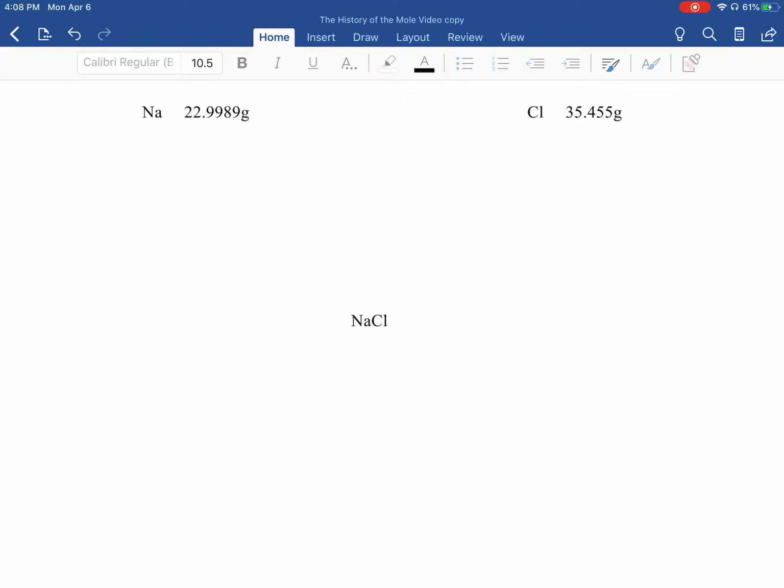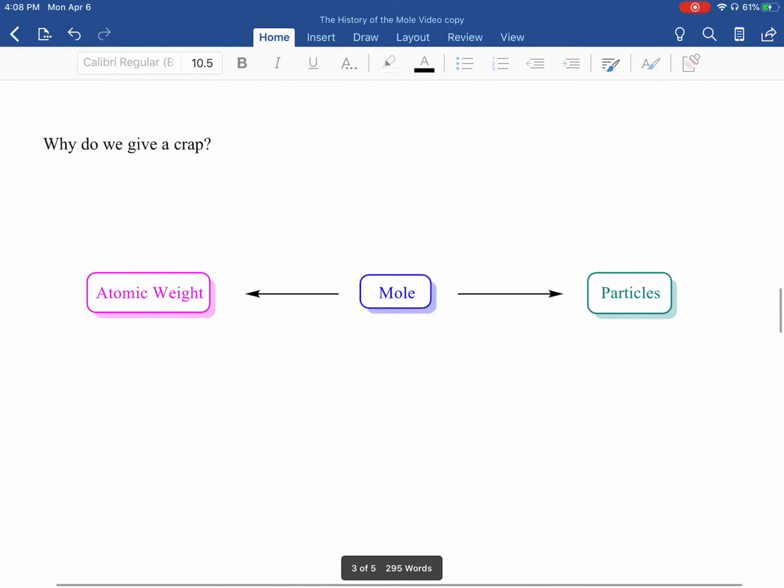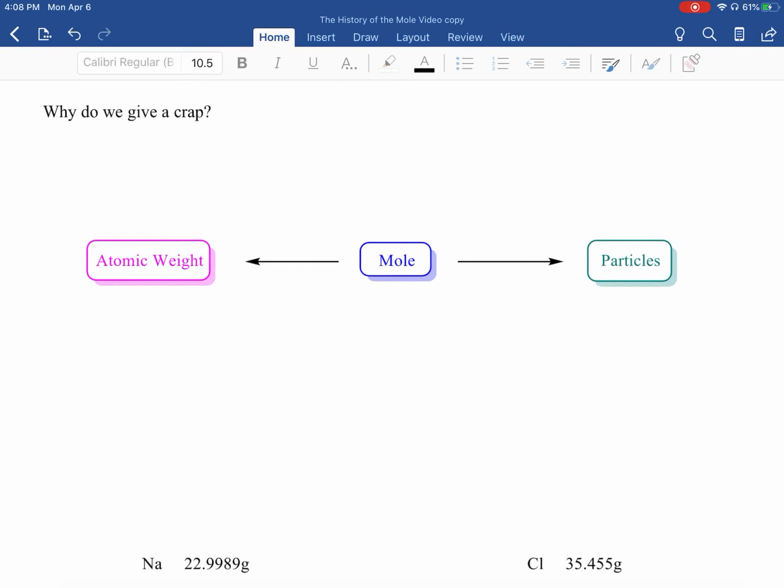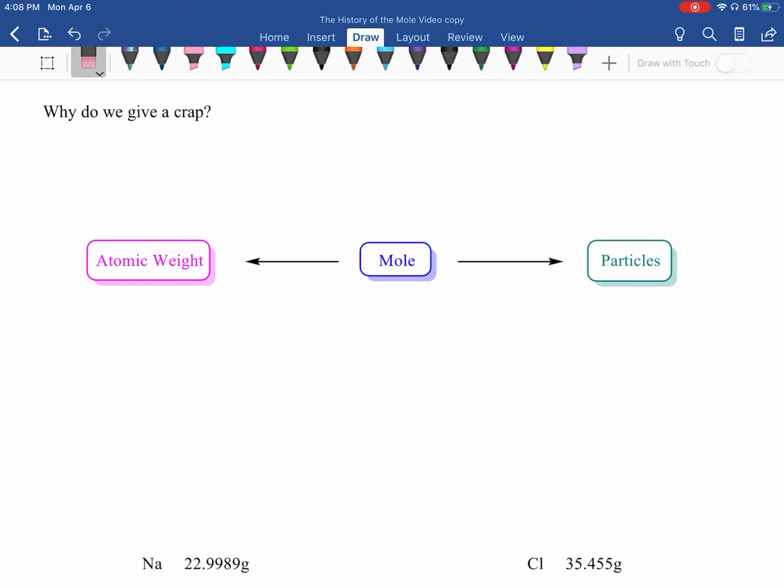Hi everyone, welcome back. We are still in our section of why do we give a crap. This time we're just going to add some math. Let's get practical. How do we use this concept of a mole?